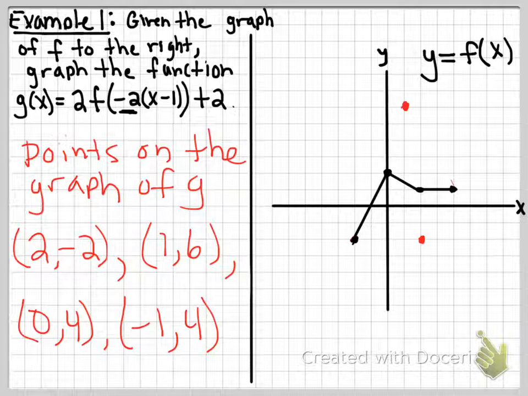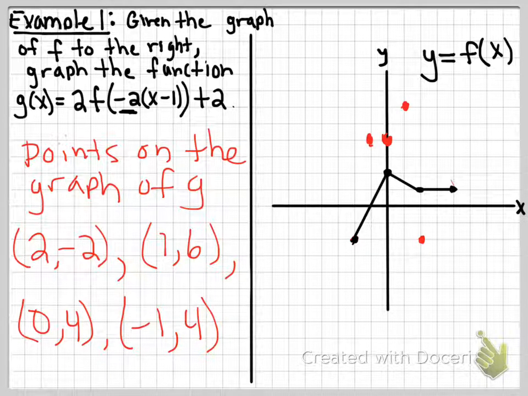Okay, so there's the point (1, 6). Then we have to plot the point (0, 4). So from the origin go up 4 units. And finally the point (-1, 4), so go left 1 unit and up 4 units.